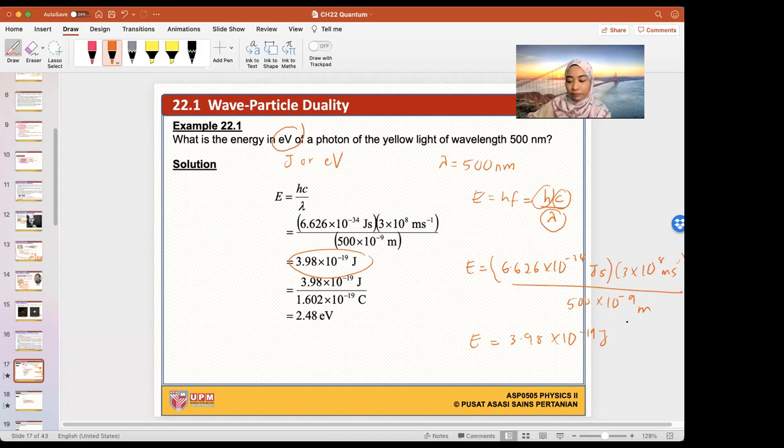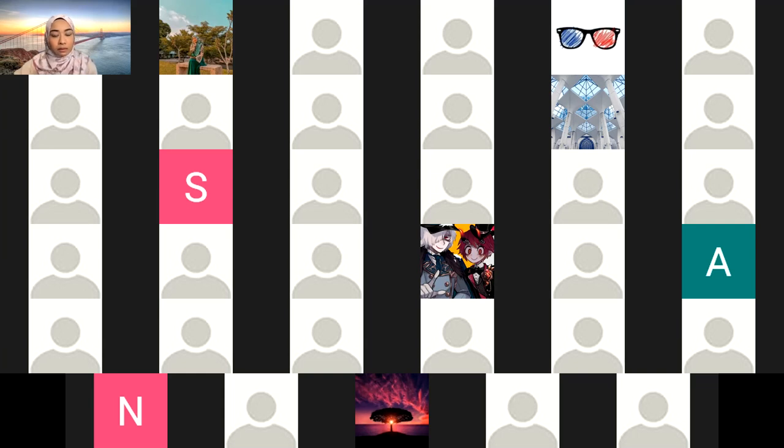So how do you convert it to eV? Okay, so I don't remember. Let's Google it. So convert joules to eV. eV means electron volts. Yeah. So 1 joule is equal to 6.242 times 10 to the power of 18. Okay, I don't remember. So here, 6.242 times 10 to the 18. So 1 joule is equal to this much. However, kalau kita tengok kat sini, right? When we look at this equation.